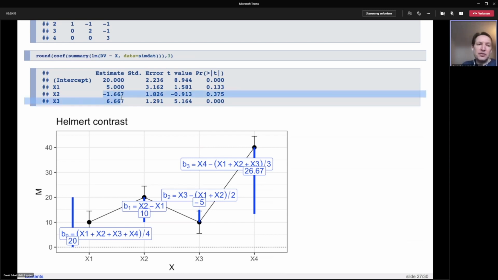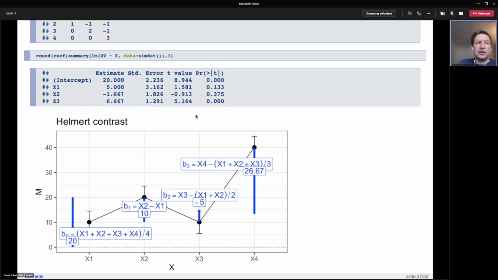The slope for x2 is -1.667. That's 1/3 of 5, so it's 5 divided by 3. And the last slope here is 6.667. That's actually 26 divided by 4. So we see that these coefficients don't work out.